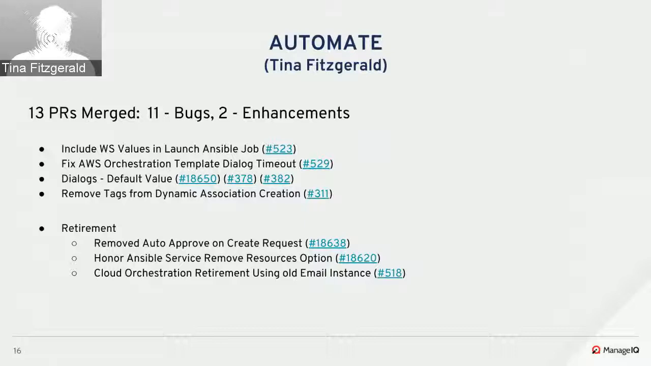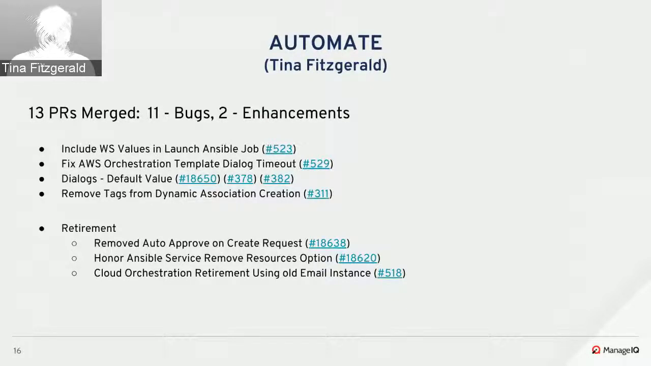Eric resolved the dialog issue where the dialog values are not being displayed properly. As part of ongoing Automate engine enhancements, Greg removed tags from the dynamic association creation so it doesn't override the engine tag methods. I removed the auto-approve flag when creating a retirement request. This gives users the ability to decide the auto-approval option in the auto-approval state machine. Last sprint, Drew resolved an Ansible service retirement issue where the service resources were getting retired when the service was configured to retain those resources. The fix was backported to Hammer this sprint. And finally, Billy Fitz resolved an email path issue for the cloud orchestration retirement. That's it for Automate. Next slide, over to Joe.